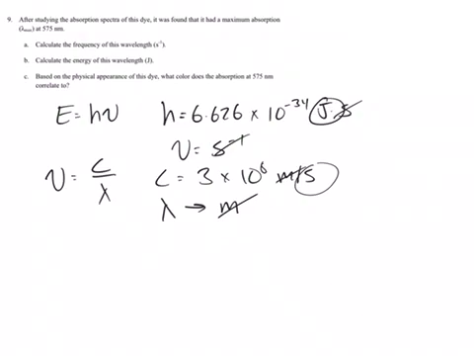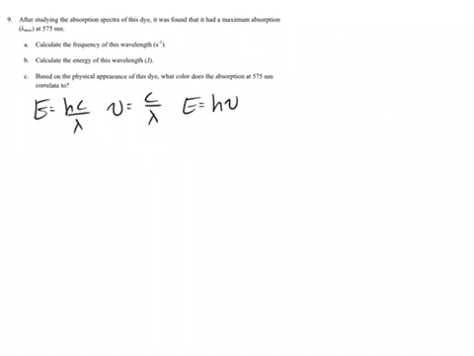We can now substitute frequency, or c over lambda, into this energy equation to get an overall energy equation of E is equal to hc over lambda, where we have Planck's constant times the speed of light divided by the wavelength of that light. Part A asks to calculate the frequency of this wavelength of 575 nanometers.